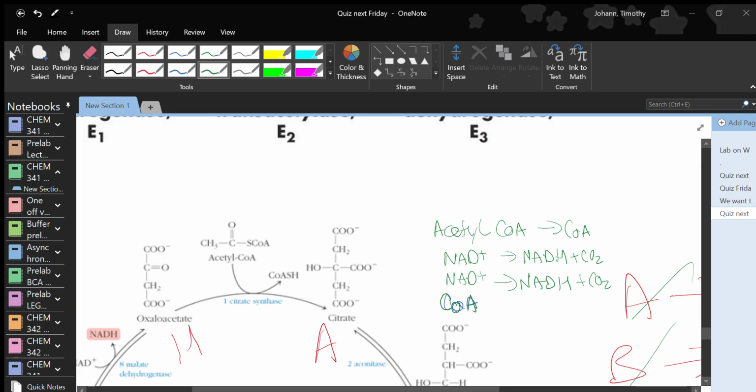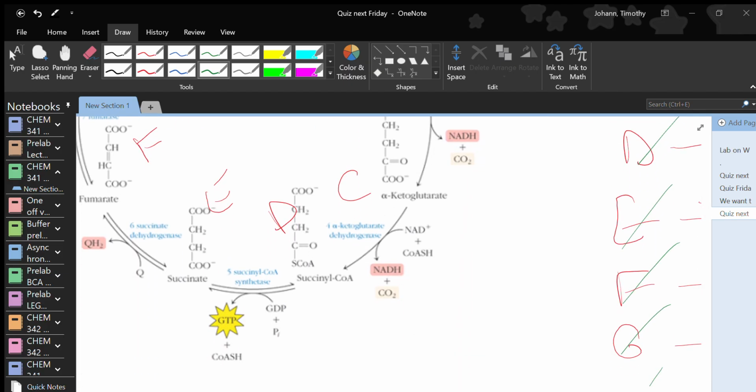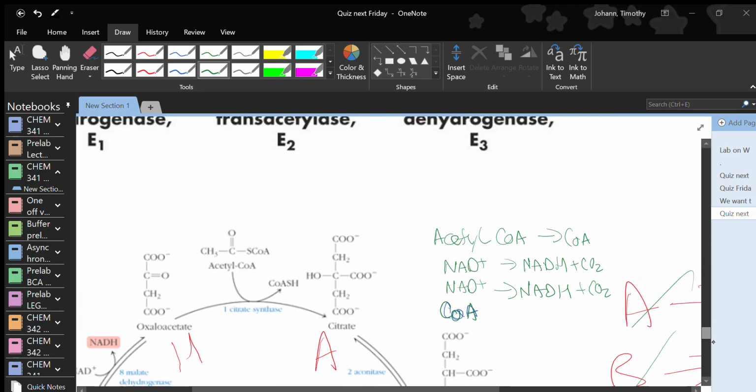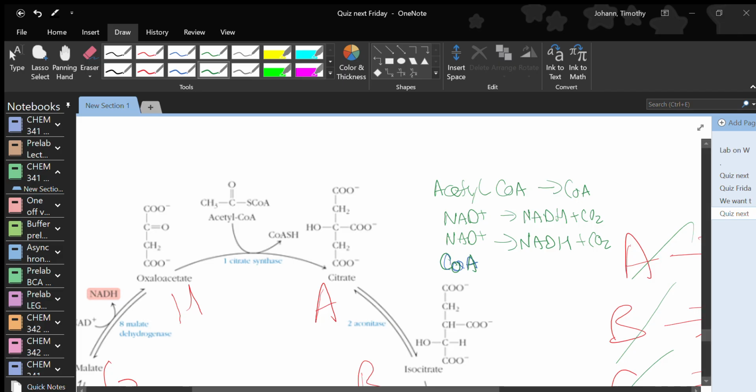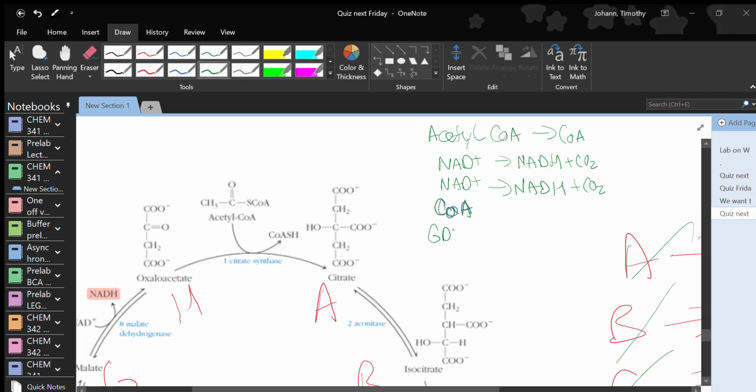All right. So that was right here. Let's go here. We've got a GDP plus a phosphate to make a GTP, plus a CoA comes out. Okay, next step.